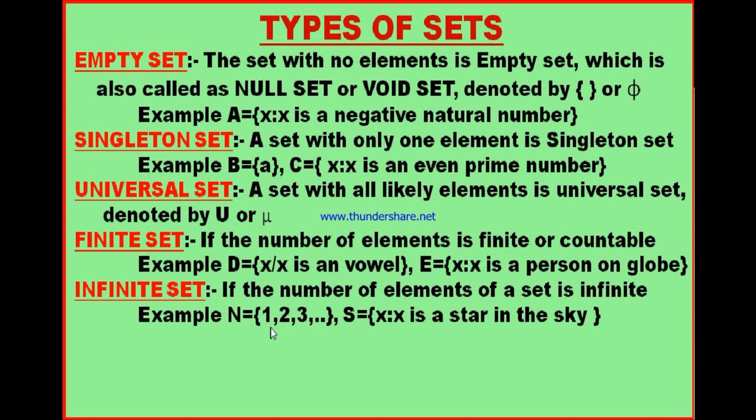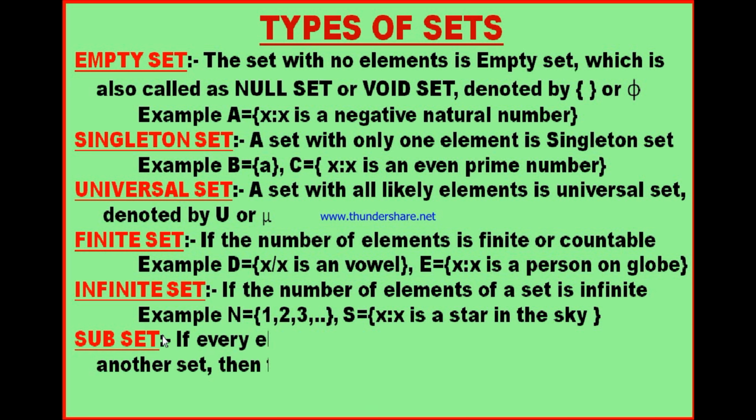How many natural numbers are there? Infinite natural numbers are there. Therefore, there are infinite elements belonging to this set. That's why it is called an infinite set. Take this example. S is equal to the set of X such that X is a star in the sky. You cannot count the number of stars in the sky. Therefore, it is infinite. Whereas you can count the number of persons on the globe. Therefore, it is finite.